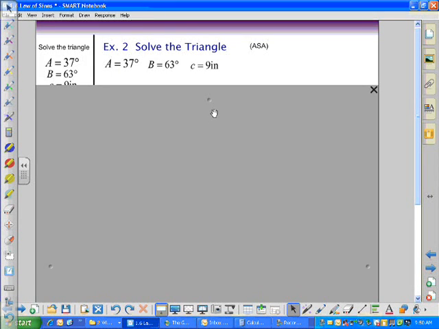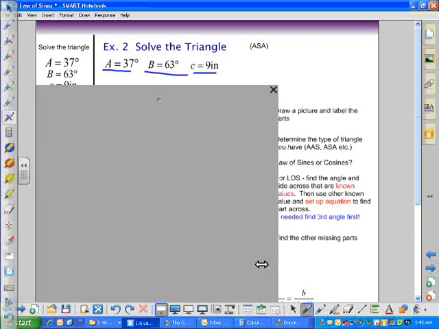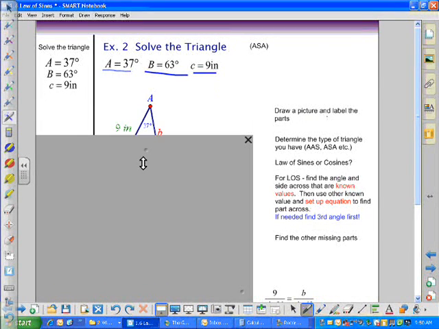Okay, in our second example here, we're going to solve the triangle again, but we have a different setup of the given information. This is going to be angle, side, angle. So we know that angle A is 37, angle B is 63, and side C is 9 inches this time. Same process. We draw a picture and label the parts.